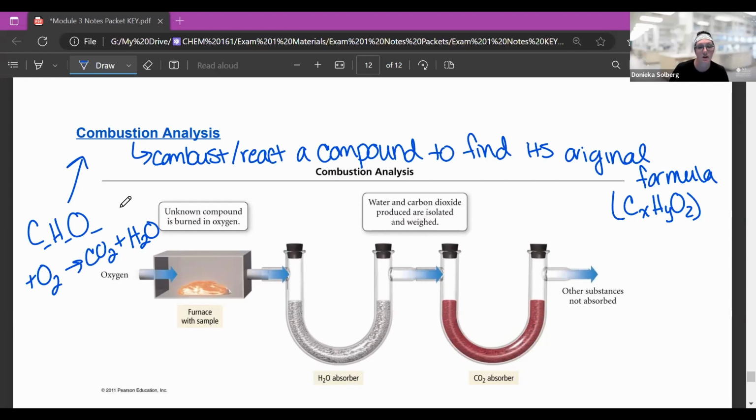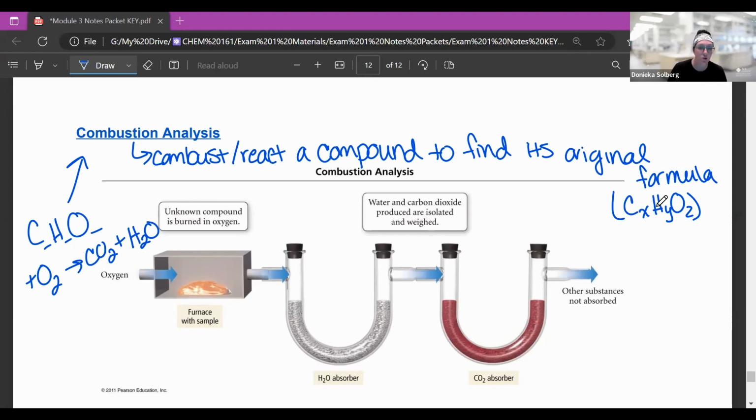A combustion reaction is when you have some type of what's called a hydrocarbon. So it's got carbon, hydrogen, and sometimes oxygen. It reacts with oxygen, right? If you burn something, you get oxygen in the air to make CO2 and H2O. Okay, so it's C something, H something, O maybe something, reacts with O2 to make CO2 and H2O. So if you have a compound and we don't know what it is, we're going to do an analysis. We're going to combust or react it with oxygen to find its original formula.